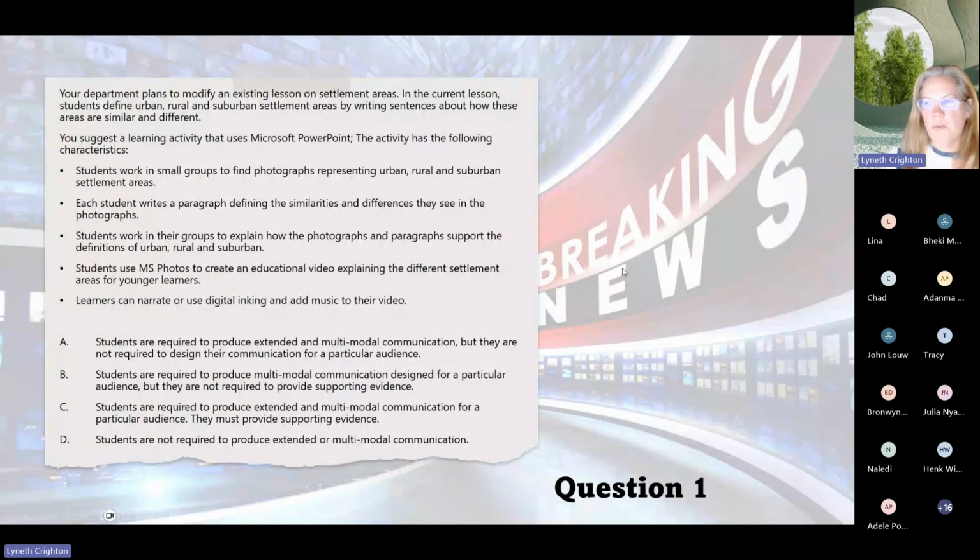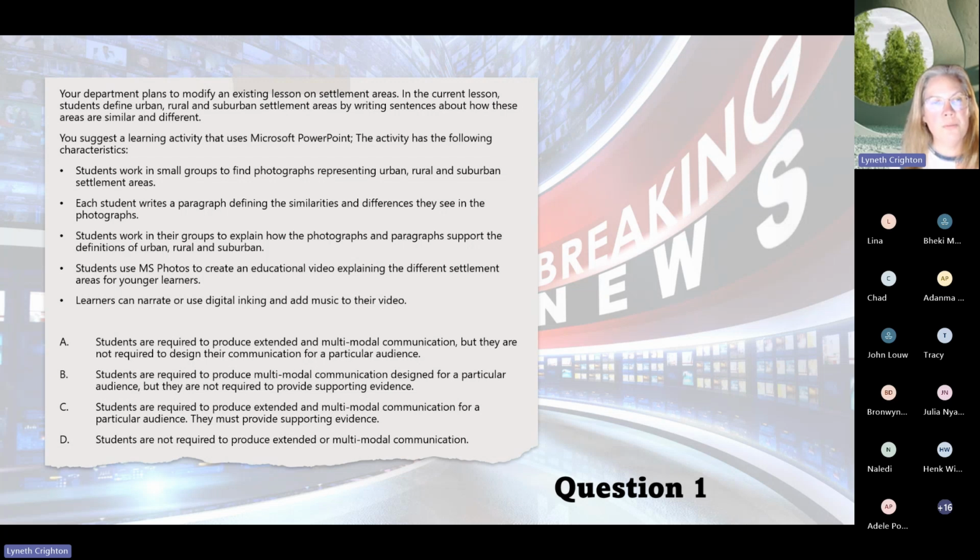So it's quite small on your screen, this question, but actually A, B, C and D are just level 1, 2, 3, and 4, because it's a 4-level rubric written out in a sentence. So actually what they're asking you is to decide what level this task fits in under skilled communication. It is a lesson for geography about settlement areas and urban, rural, and suburban. They're going to use a PowerPoint, and the activity has the following characteristics.